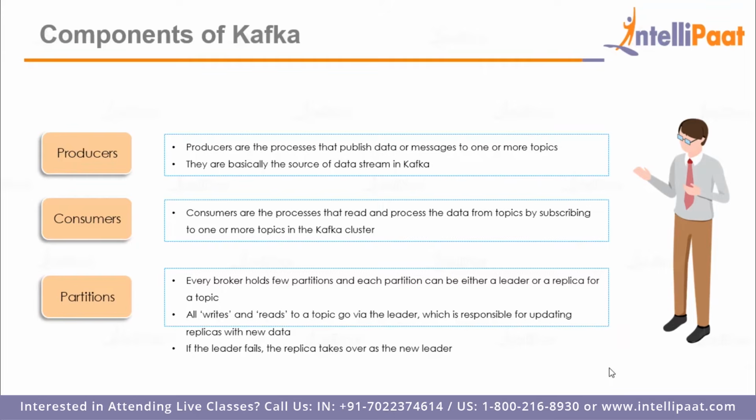Next, we'll understand what are partitions. Every broker holds a few partitions, and each partition can either be a leader or a replica for a topic. Now what basically happens is when topics are sent from the producer to the consumer, these topics are divided into partitions. So you don't really send the entire topic as a whole from the producer to the consumer. These are divided into a set of partitions, and these partitions are what are stored in the cluster. All writes and reads to a topic go via the leader, which is responsible for updating replicas with new data. And unfortunately, if the leader fails, then the replica takes over as the new leader. So this is why Kafka is known as fault tolerant.